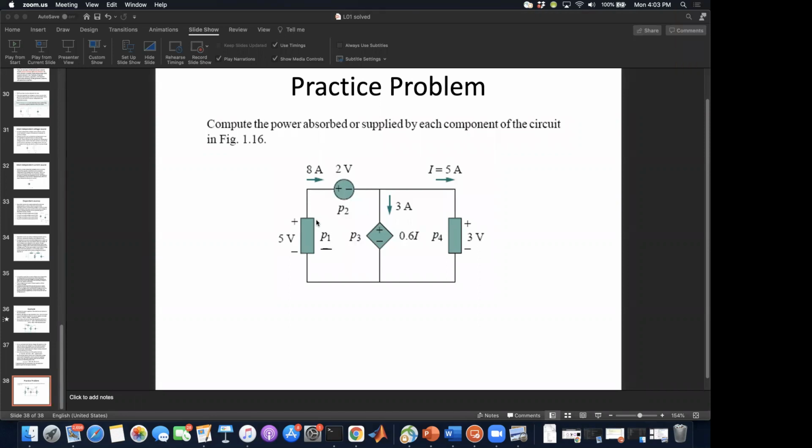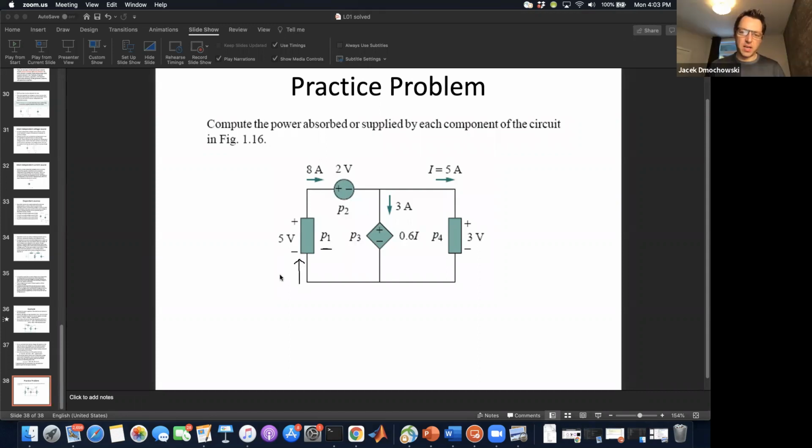5 times -8. Excellent, right? The current is going this way, and so this is, right, the 8 amps hitting the negative end. So we know that P1 is equal to 5 volts times -8 amps, equal to -40 watts. Okay, so that's my answer for P1. What about P2?